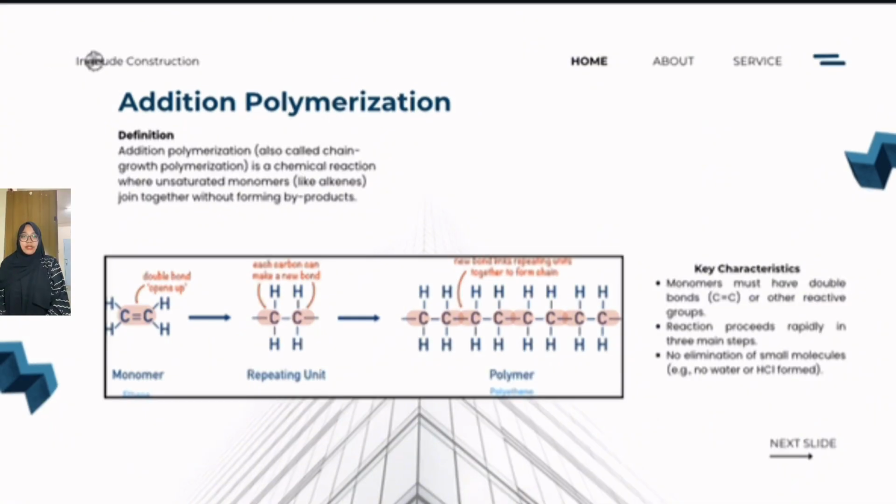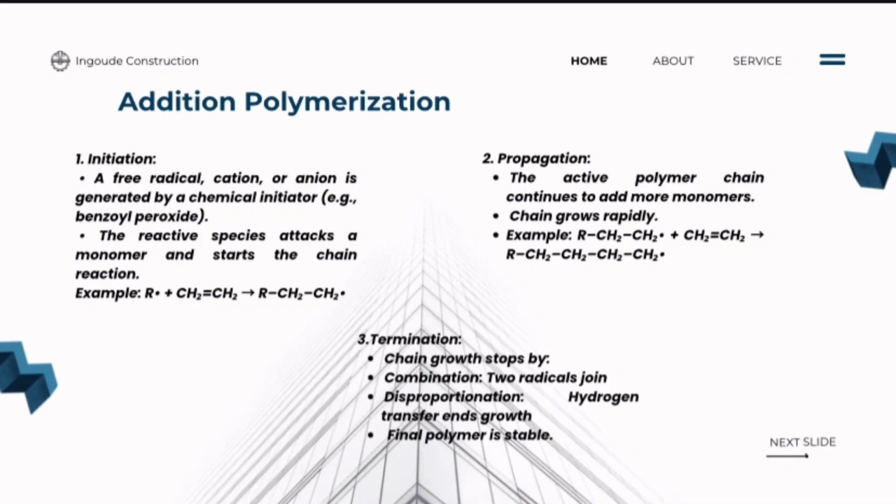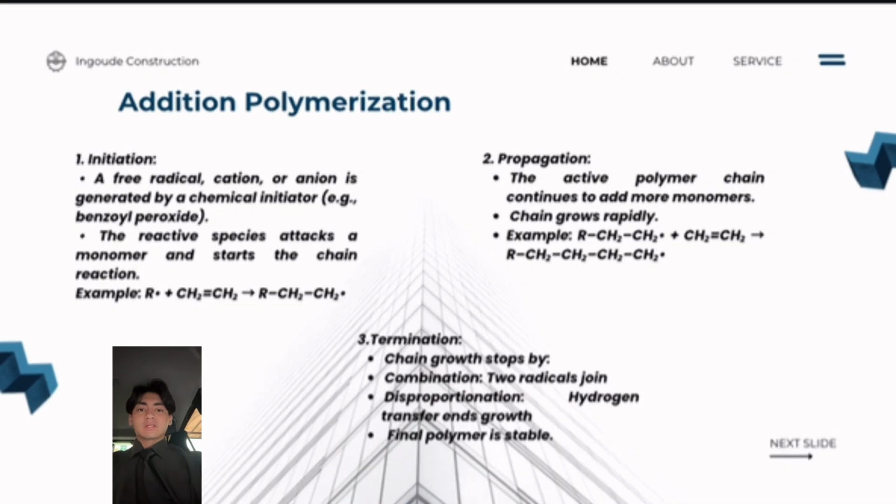Addition polymerization is a fast and efficient method used to make many common plastics. This process uses monomers that contain double bonds like ethylene, which open up and link together to form long chains. This process consists of three main steps, which are initiation, propagation, and termination.